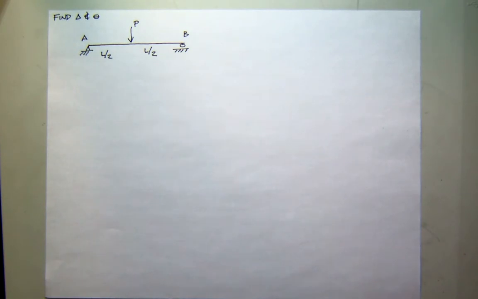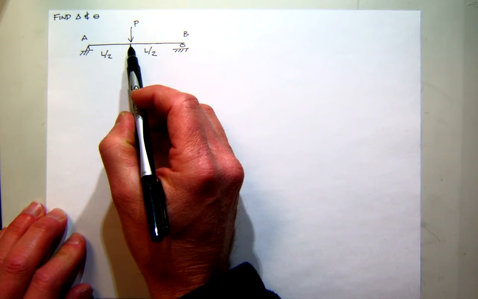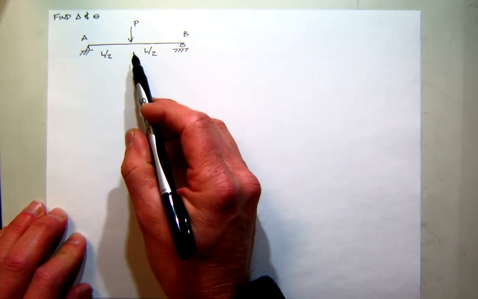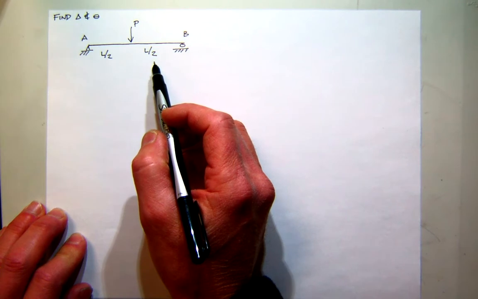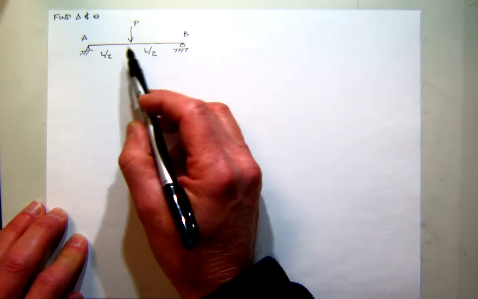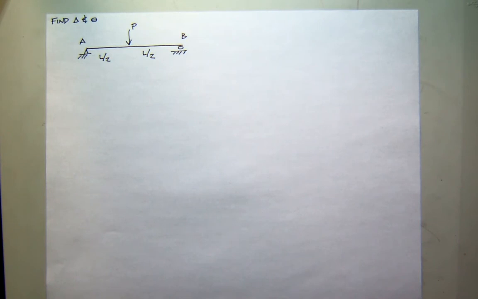No. You can write an equation that's good from 0 to L over 2, and you can write a second equation that's good from L over 2 to L. They're different equations. So not only do we have to write two equations, the way we do the integration will be different.